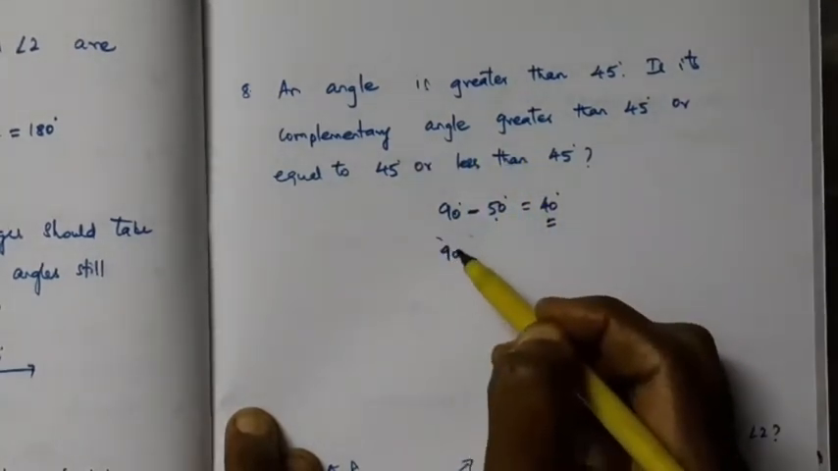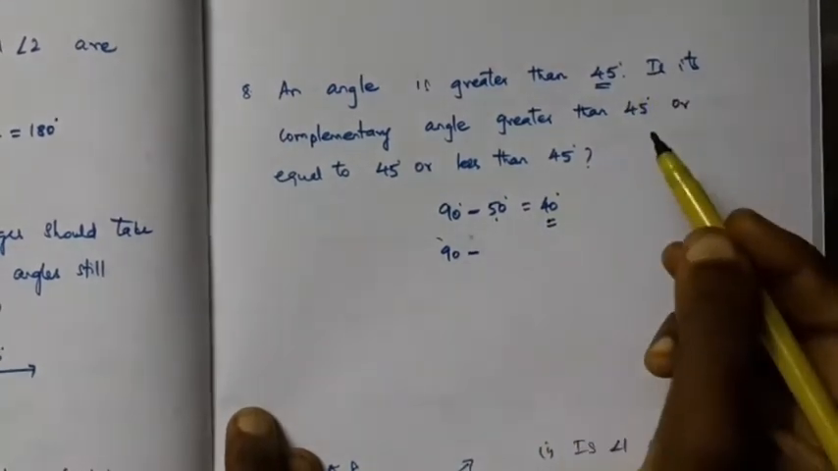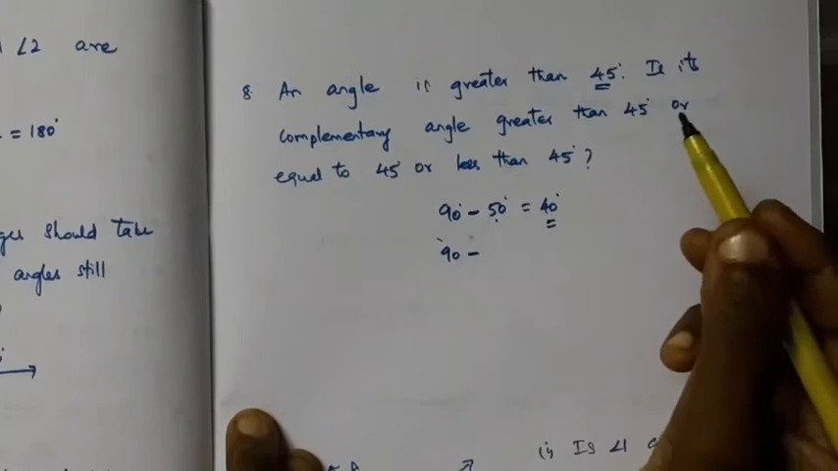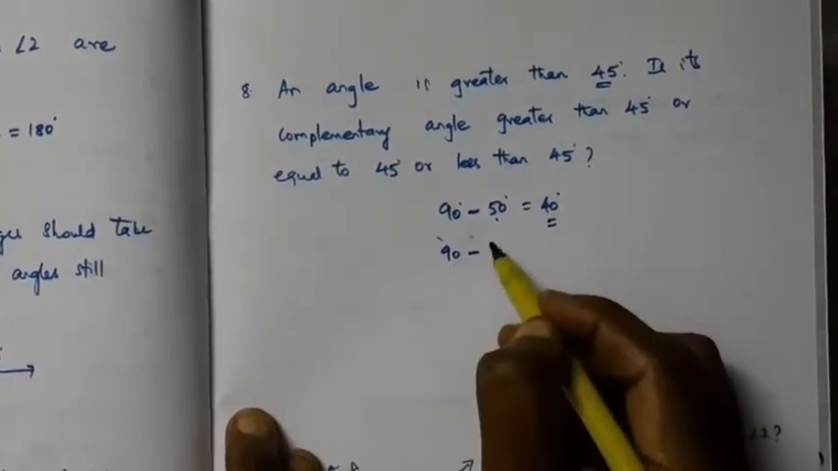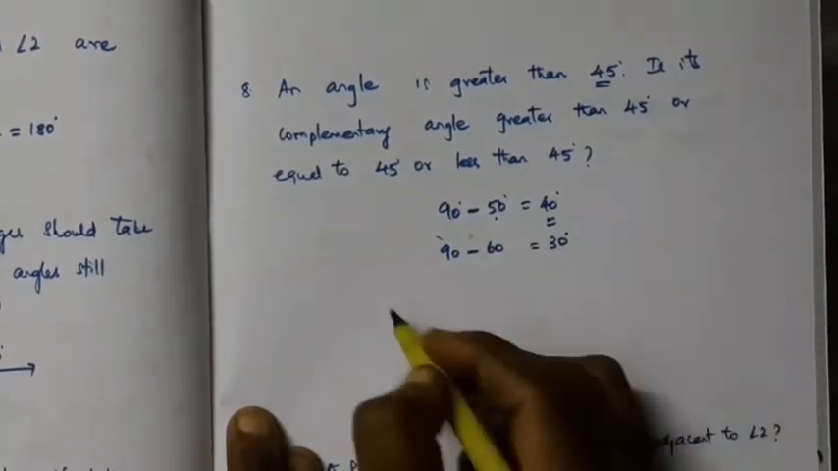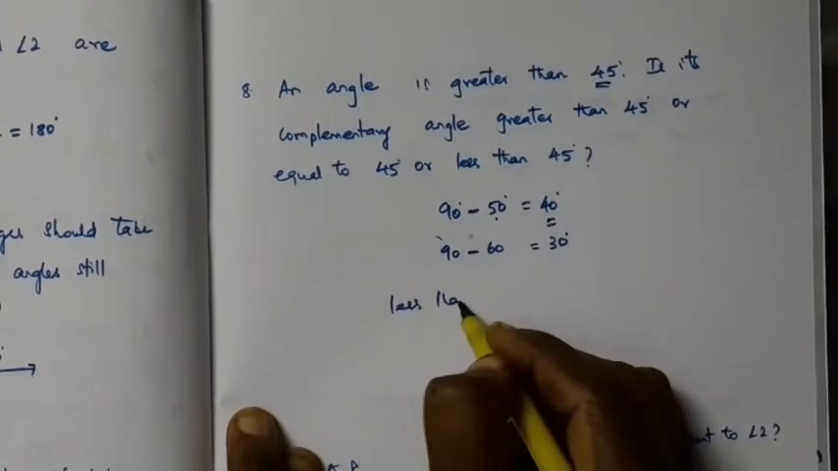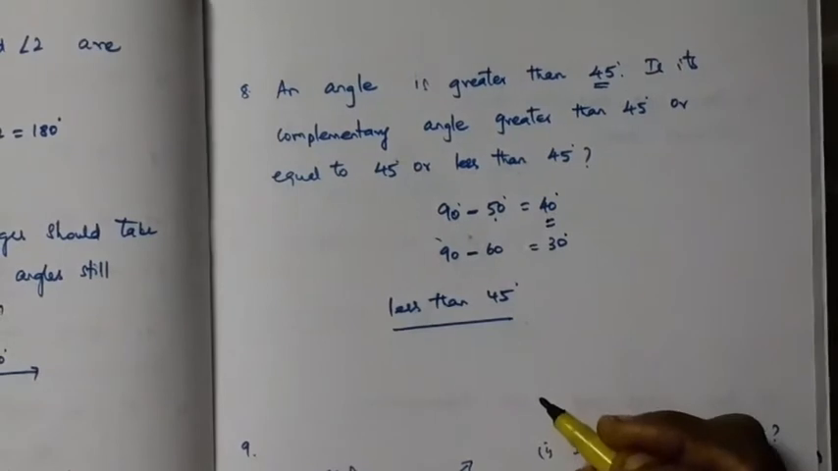You can try more examples, but the number should be greater than 45. Take any number greater than 45. You can take 46, 47, 48, whatever you want, but it should be less than 90. Okay, take any number, 60, and its complement is 30. So it is less than 45.